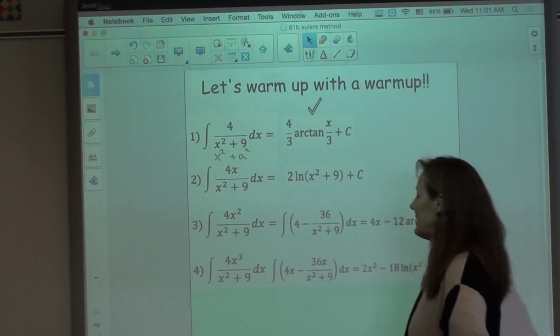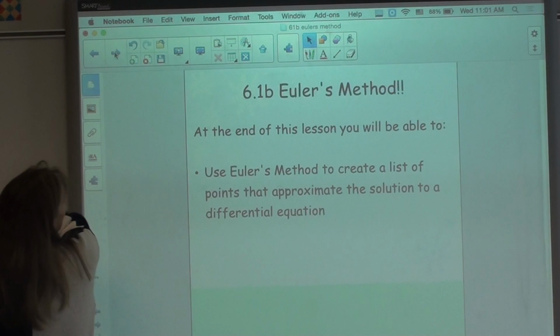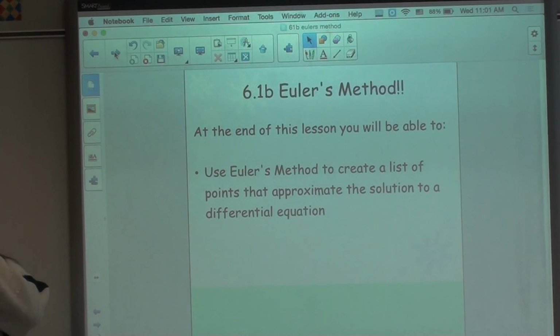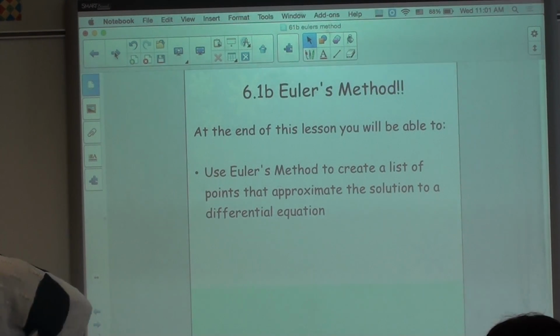All right, then let's start in with the lesson. So today we are doing section 6.1 part B, which is Euler's method.